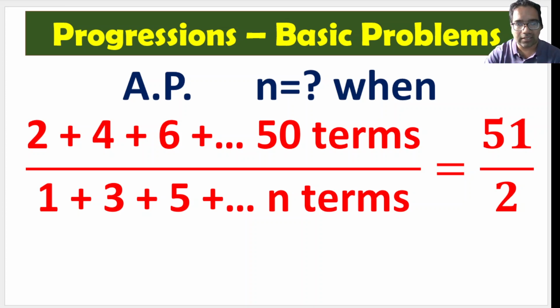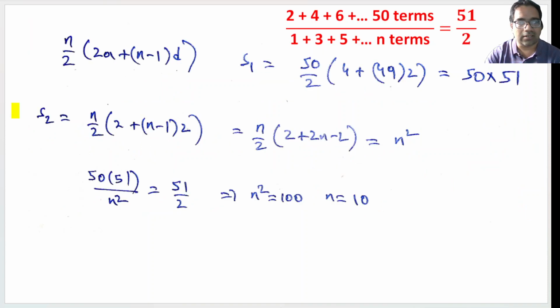Hi friends, here we are given two arithmetic progressions in the numerator and denominator: 2 plus 4 plus 6 plus 8 plus up to 50 terms, and 1 plus 3 plus 5 plus up to n terms, is equal to 51 by 2. This is a pretty straightforward problem. We just need to put the sum formula for arithmetic progression like this.